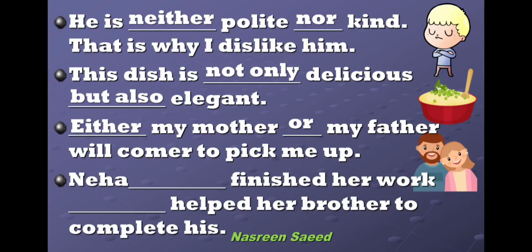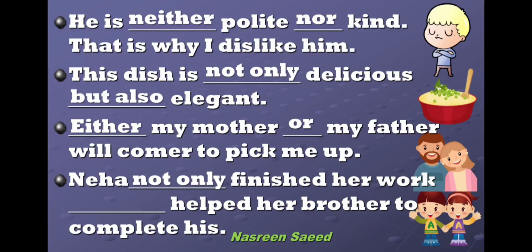Last is: Neha dash finished her work dash helped her brother to complete his. So here, Neha not only finished her work but also helped her brother to complete his. Neha is doing her work and she is also helping her brother to complete his work. So I hope you have understood the grammar we took in this module, the uses of the words do and make, and correlative conjunctions. So we'll meet again in the next module. Till then, bye.